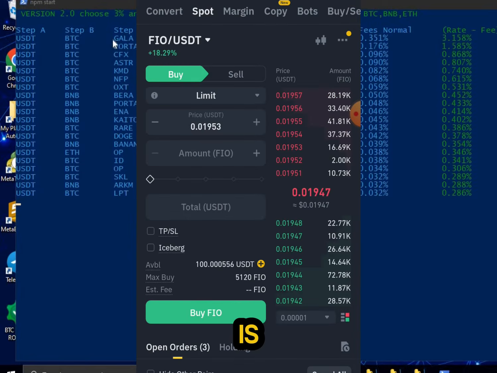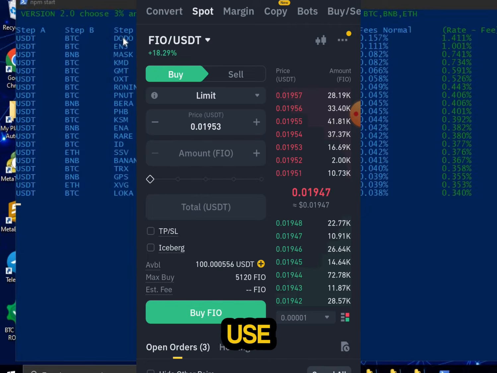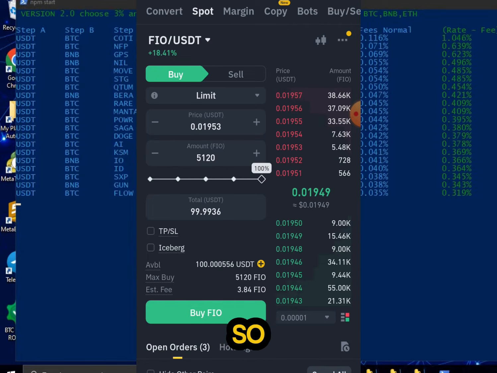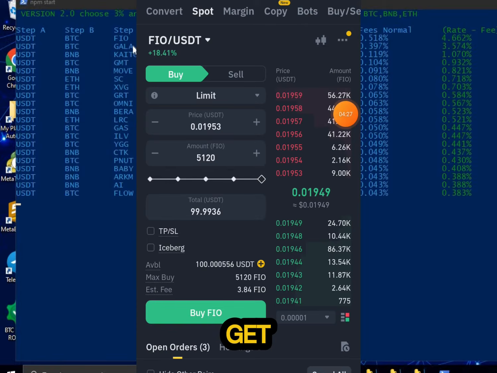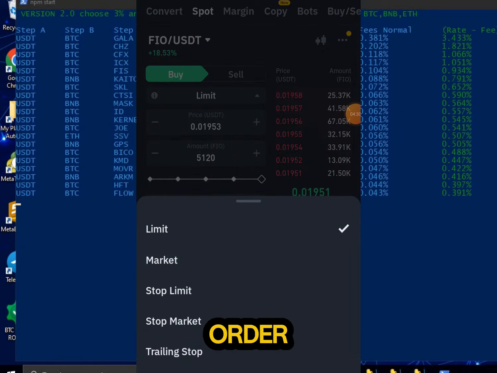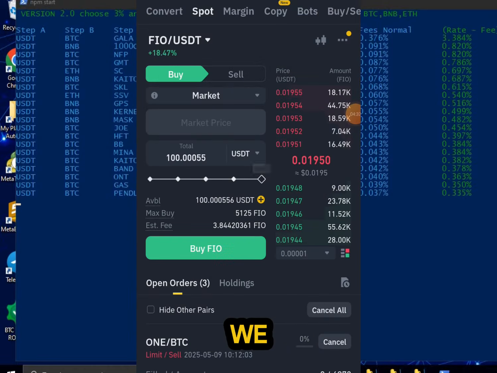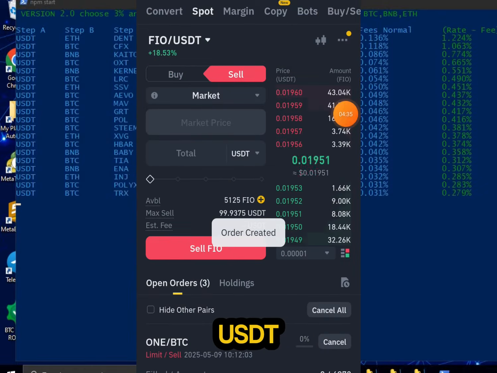So here it is. I have deposited $100 for this particular demonstration. You can use any capital of your choice, guys. So with this capital, we should get these units of FIO tokens. Now I'm going to use a market order for this first order and first side of the triangle. So we'll buy the pair FIO/USDT on a market order.